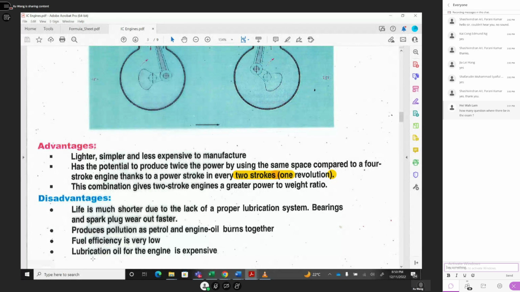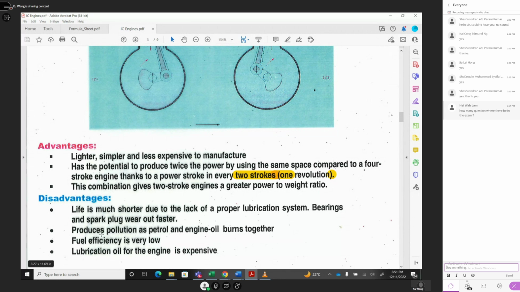That's why this one will produce pollution. If you have a two-stroke trimmer engine, you will see you use petrol mixed with oil together, filled in to make combustion. So when they do combustion, they get some oil in to lubricate, because they mix petrol and engine oil. That makes the pollution higher.